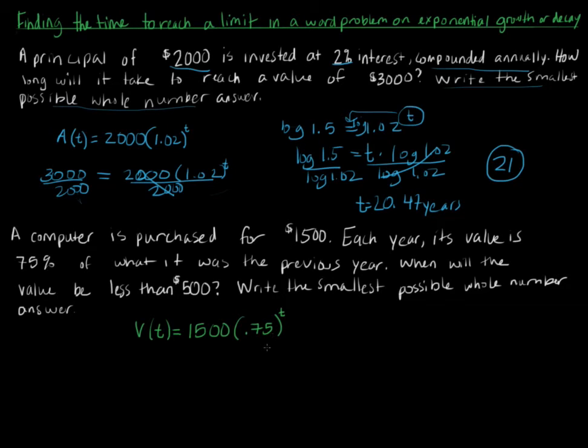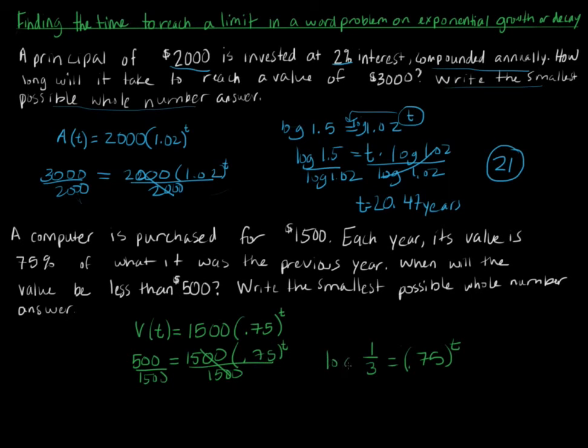So after 1 year, it's times 0.75. After 2 years, it's times 0.75 twice, and so on. So this is the equation. We want this to be $500 or less. So 1,500 times 0.75 to the t power. So now we need to solve for t. So we can divide both sides by 1,500, and then this is going to be 1/3. So 1/3 equals 0.75 to the t power.